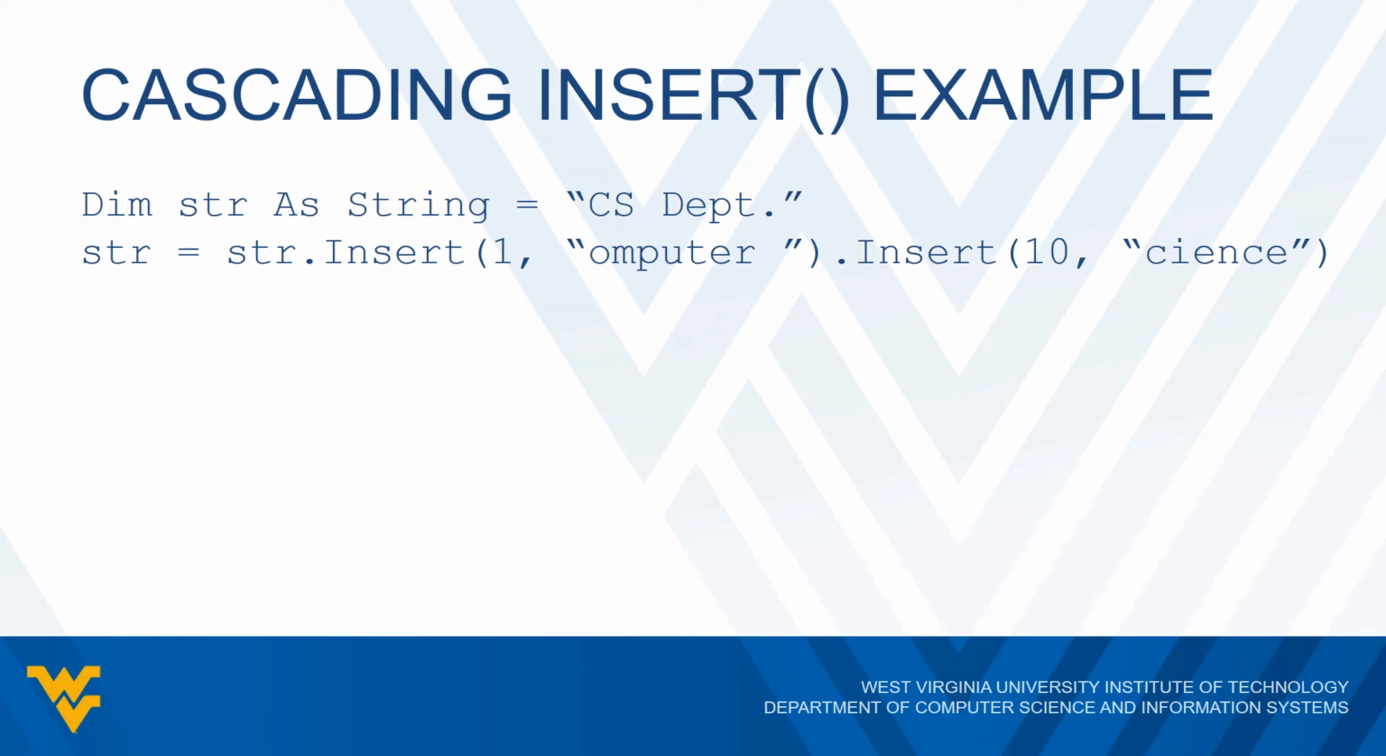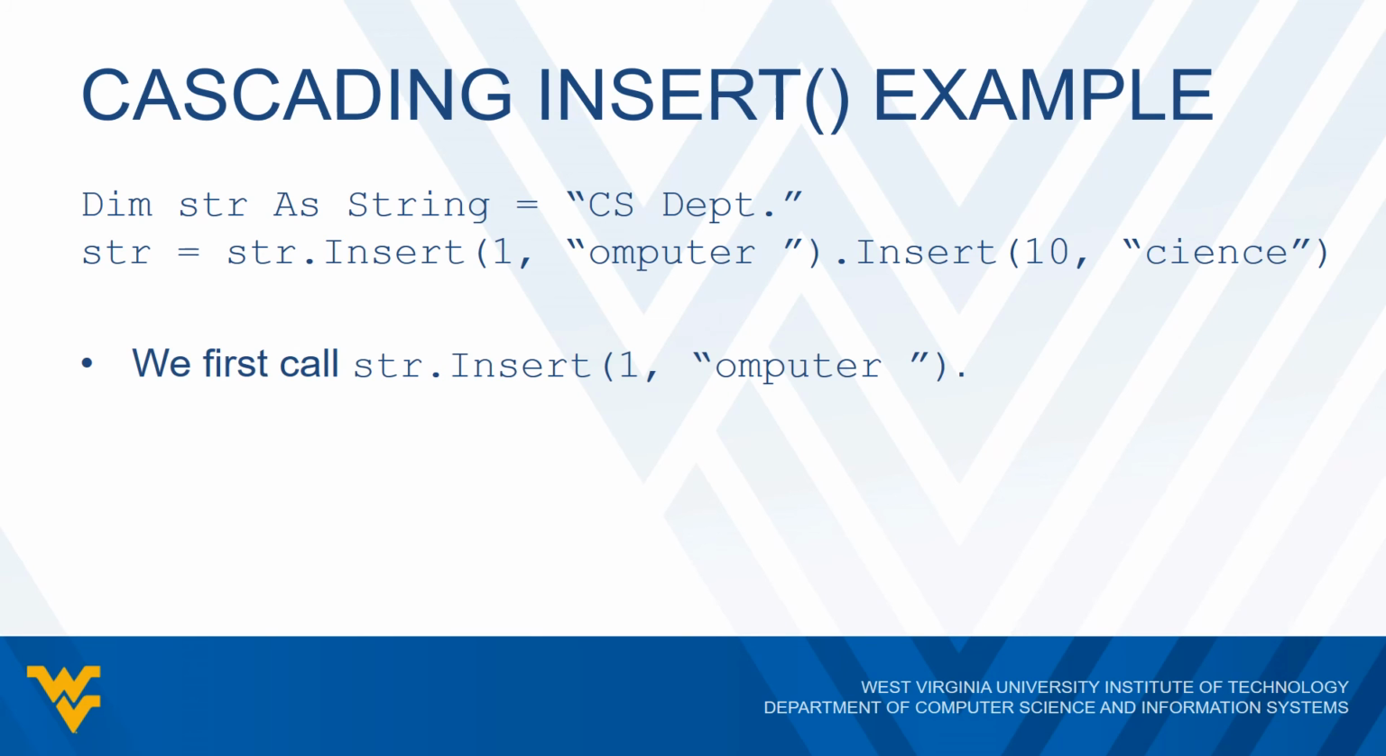So our original string is going to contain CS department. Yes, it's DEPT period, but I'm just going to say department because it's easier to say. So our string has CS department, and what's going to happen here is notice we have str.insert, and then we're passing 1, and then "omputer ", and then we have another dot, and then the insert method, and then 10 and "cience" without the S. This is perfectly legal what we have here. So what's going to happen is we're going to call one portion of this method, and then we're going to call the other portion. And this is always done from left to right unless there's parentheses involved.